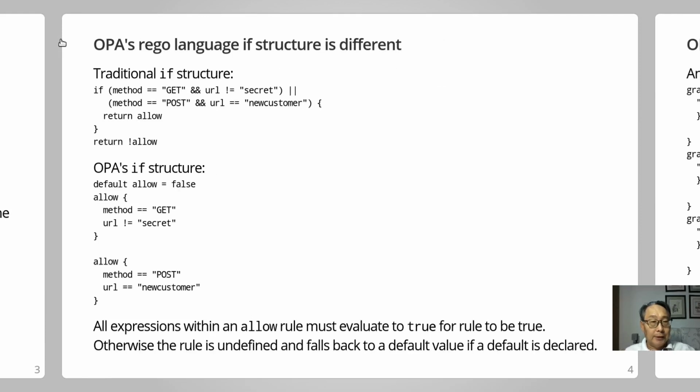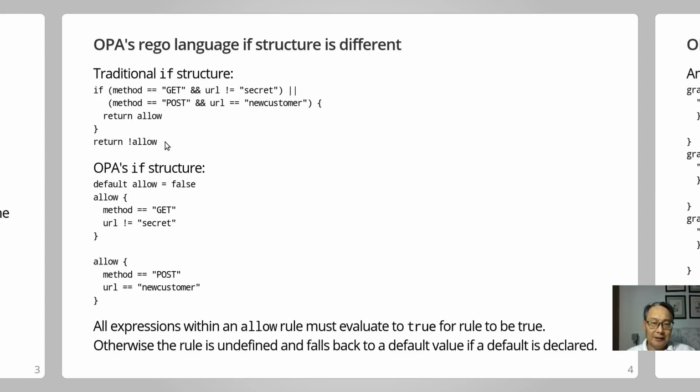Open Policy Agent's Rego policy language, their if structure is quite different. So if you take a trivial example, a traditional language if structure would be like that. If method is get and the URL is not secret, or the method is post and the URL is new customer, you allow, otherwise disallow.